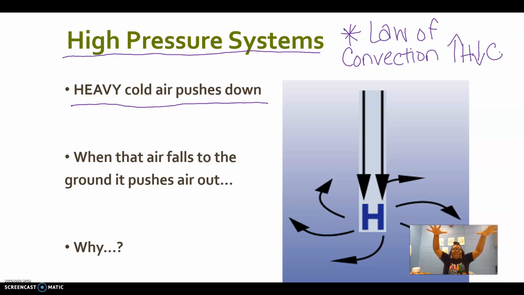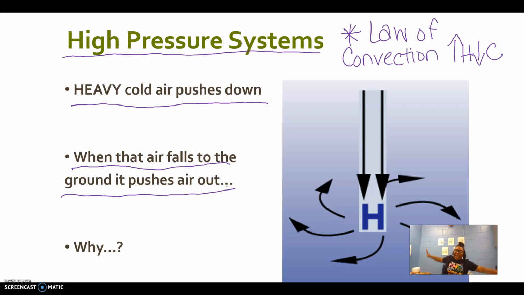So when we're talking about cold air sinking, we have to think of a high pressure system. That's why we drew that H blue. So a high pressure system makes the cold air sink down. And when that cold air sinks to the ground, it pushes all the other air that was at the ground level, it pushes it out.